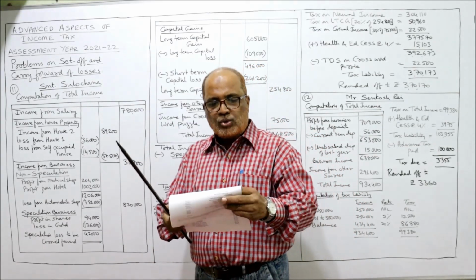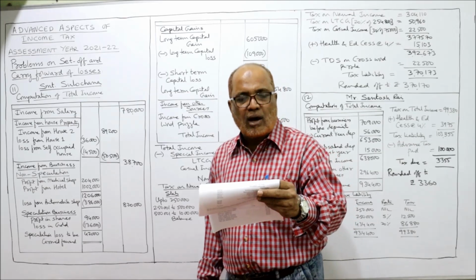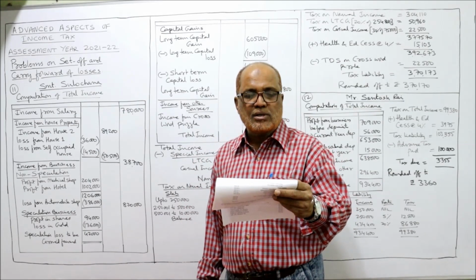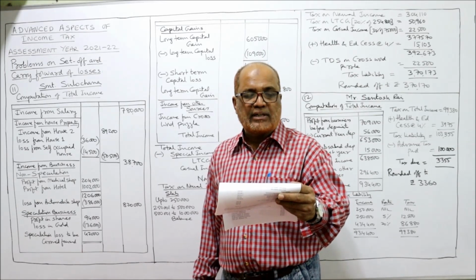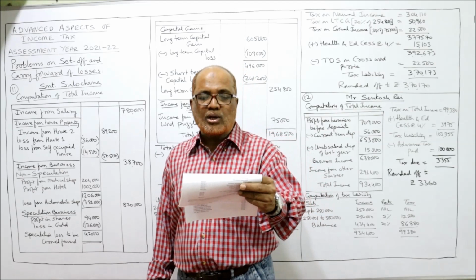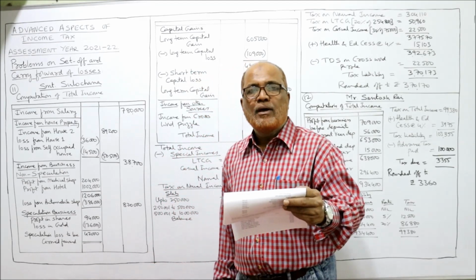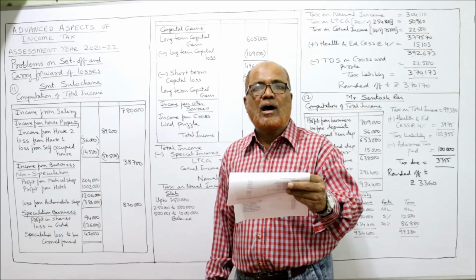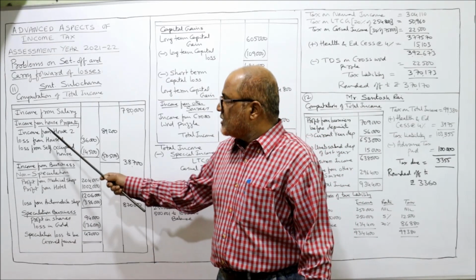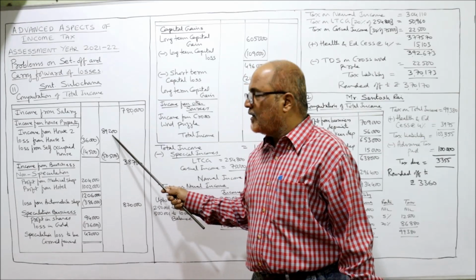Now, income from house property. She is having 3 houses. House number 1, there is a loss of 36,000. House number 2, there is a profit income of 89,200. And the self-occupied house loss is 14,500. So out of the 3 houses, house number 2 has an income of 89,200.